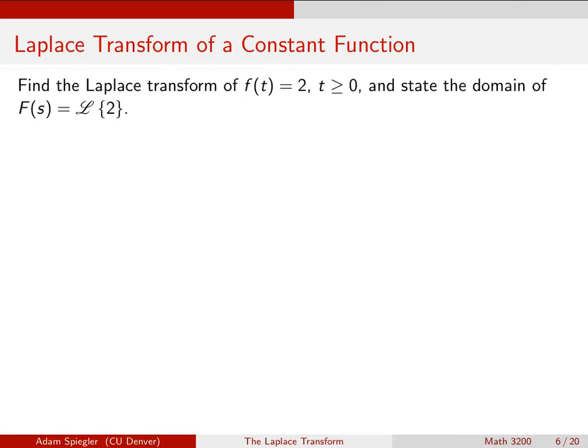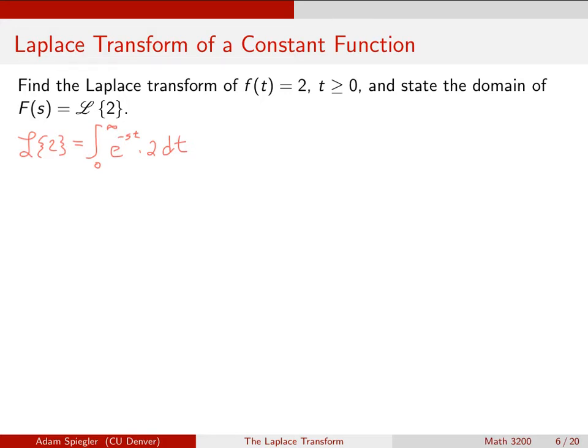In this video, we are going to calculate the Laplace transform of a constant function f of t equal to 2. So we're going to denote this again with a capital F of s, and we can denote this as the Laplace transform of 2. We use this script L to denote the Laplace transform. If we're taking the Laplace transform of 2, then by definition, this is the improper integral from 0 to infinity of e to the minus st times our function, which in this case is 2, dt. So our function here is just the constant 2.